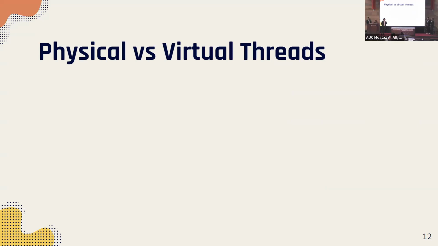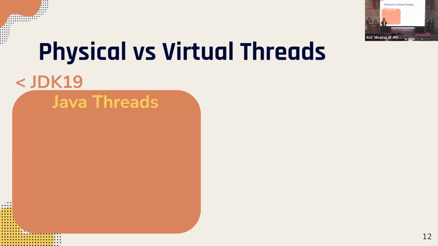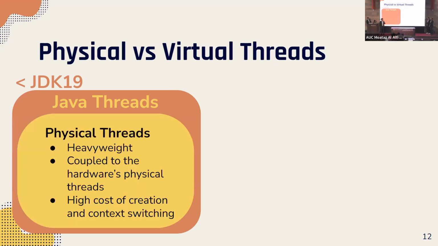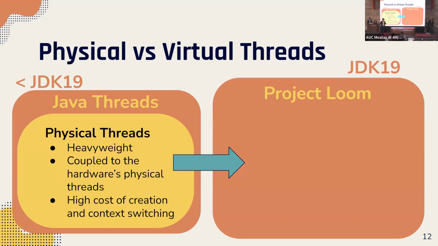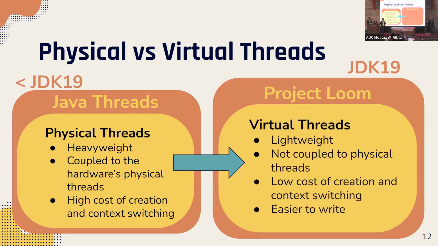Now let's dig deeper into what Loom is. Before Java 19, there existed a library called Java Threads, which enabled us to create and manage physical threads. These physical threads had many problems: they were heavyweight, they were coupled to the hardware's physical threads, and they had a high cost of creation and context switching. To solve this problem, as part of Java 19, Project Loom introduced virtual threads, which are lightweight, not coupled to physical threads, and have a low cost of creation and context switching. Another feature they provide is that they are easier to write than physical threads.